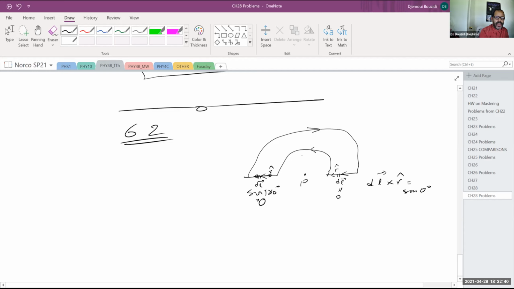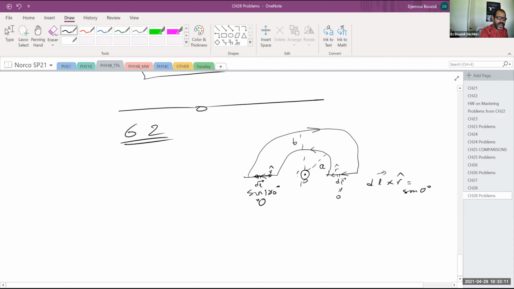Now, the contribution from this segment. The current is going clockwise, so the contribution is going to be coming out of the screen. This distance is A. They gave you that. This distance is B. They gave you that. But this one is actually going into the screen.